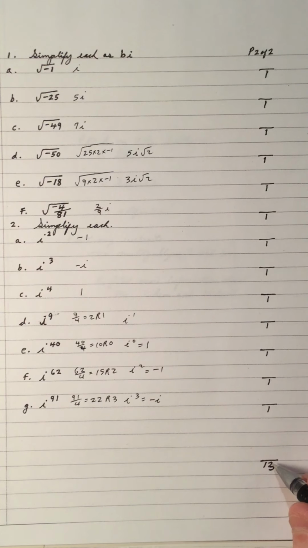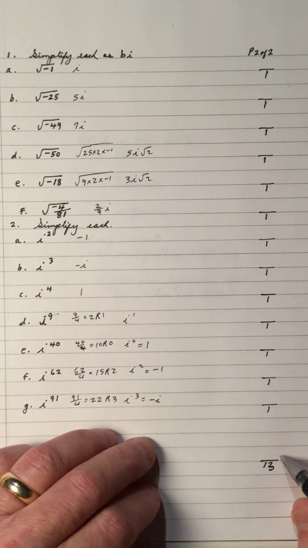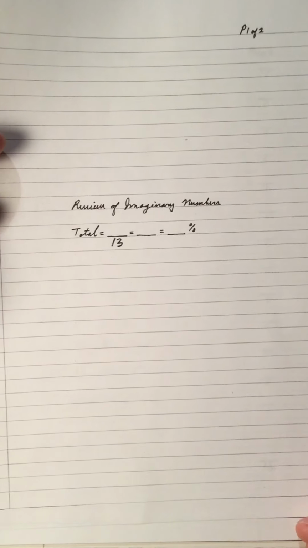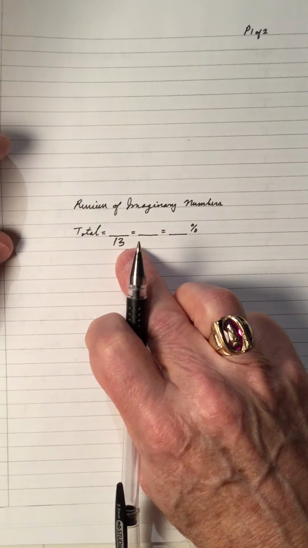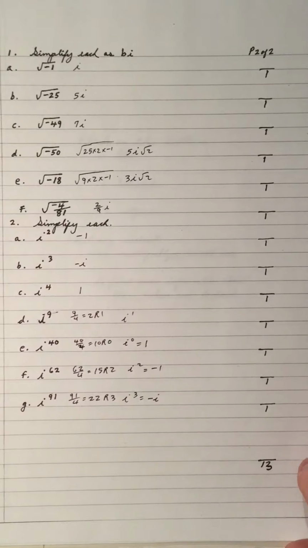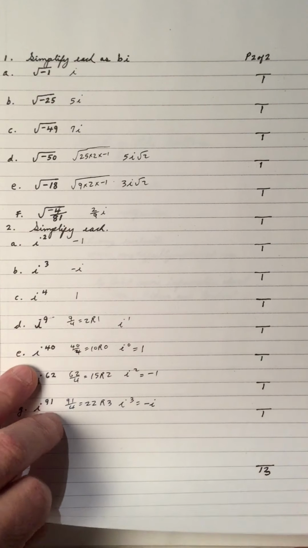Total up the page out of 13, and hopefully you did well. And go back to the first page and put it over 13, convert it to a decimal, convert it to a percent, and see what percentage you have. How well do you know imaginary numbers?